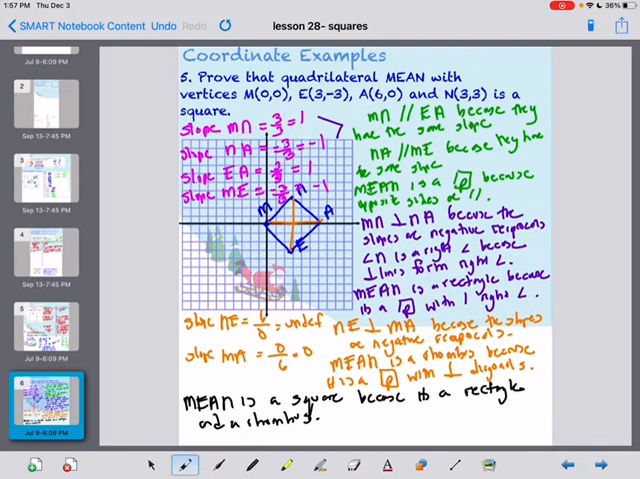Again, some methods might change. Instead of using slope, you might use distance. You can use the midpoint formula, a lot of different things. But this is a lot of work, all of these coordinate proofs, particularly for squares.